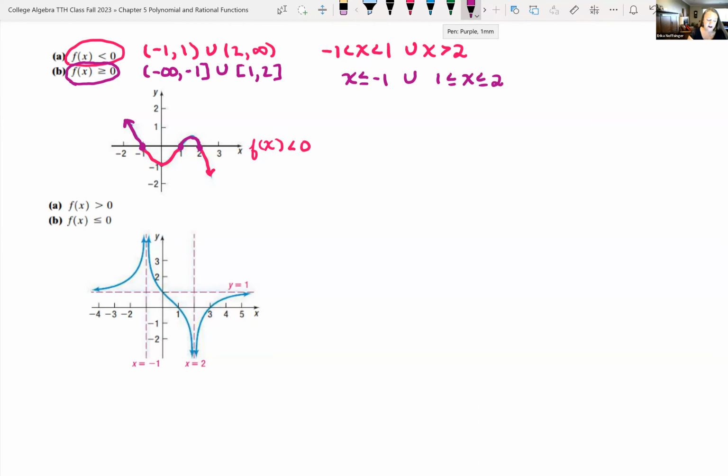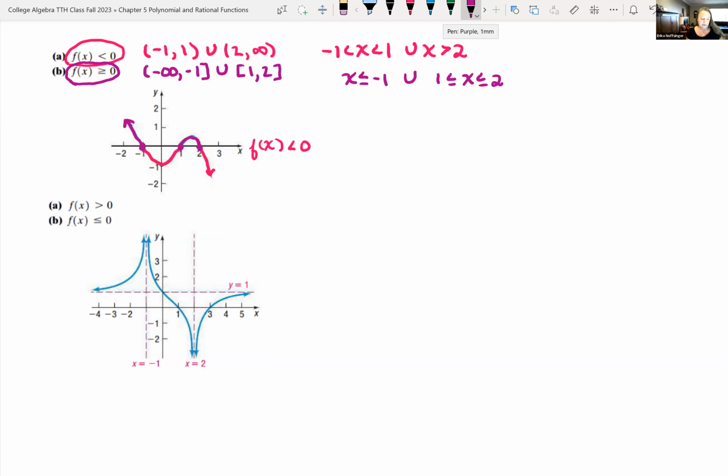Notice here, these values where it crosses the x-axis or touches the x-axis were important values. This is where our graph changed signs. And we're going to use that fact when we start solving these inequalities given the inequality itself. We'll talk about that in a minute. Let's look at one more example.